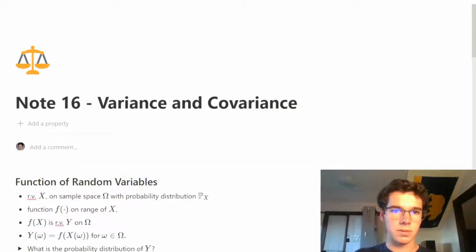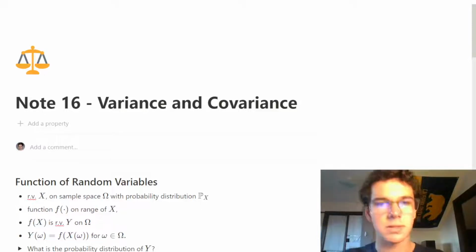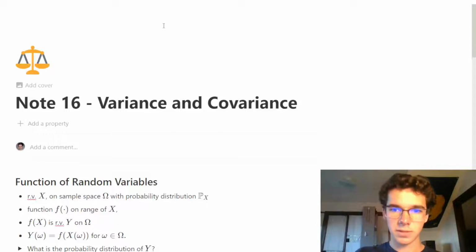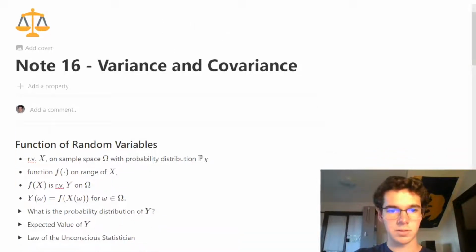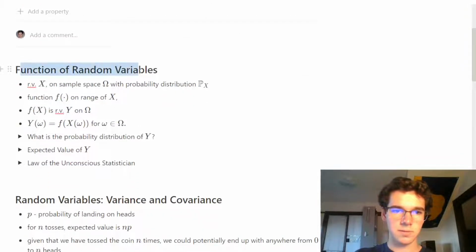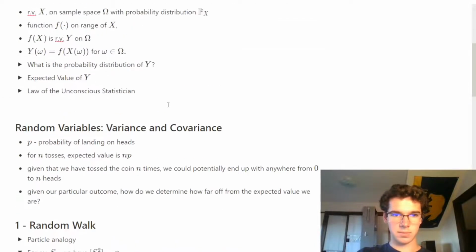All right, so we are going to go over note 16 in CS70. This one is about variance and a little bit about covariance and some other things. Okay, so to start off, functions of random variables.